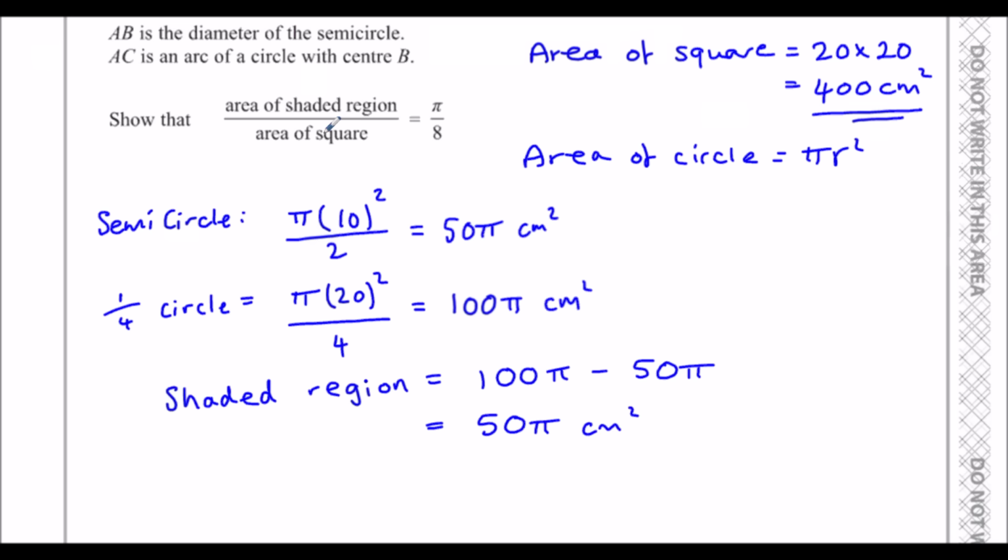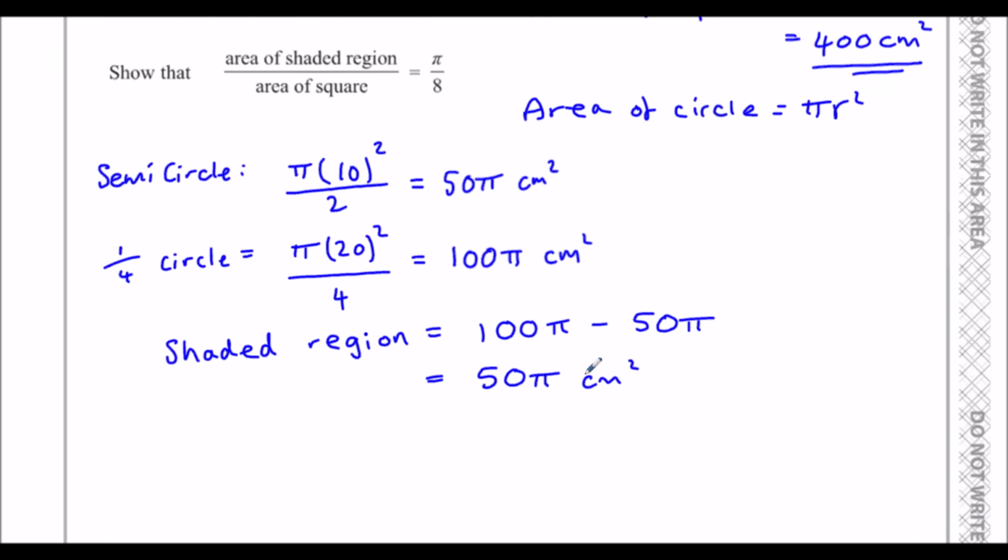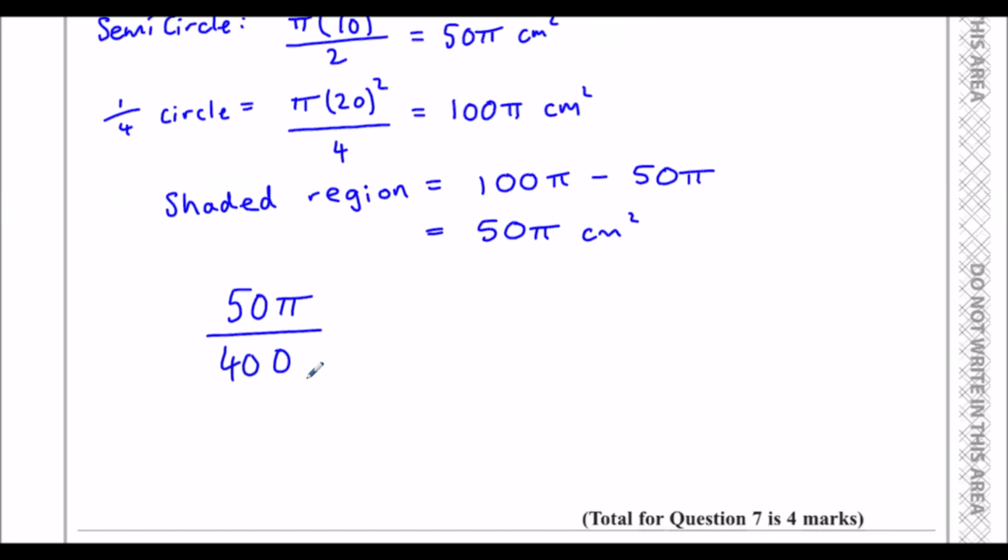So the area of the shaded region over the area of the square should equal pi over 8. So the area of the shaded region is 50 pi. The area of the square is 400. And 50 and 400 are both in the 50 times table. So I divide the top by 50, divide the bottom by 50, and that gives us pi over 8.